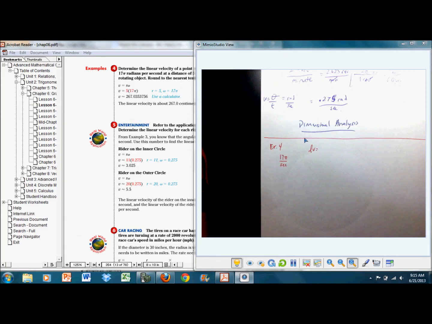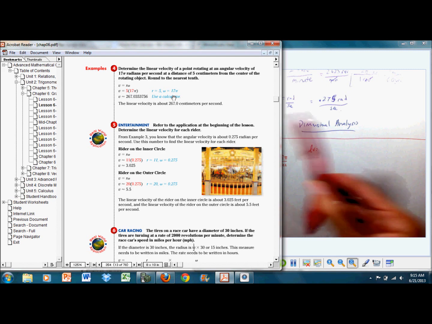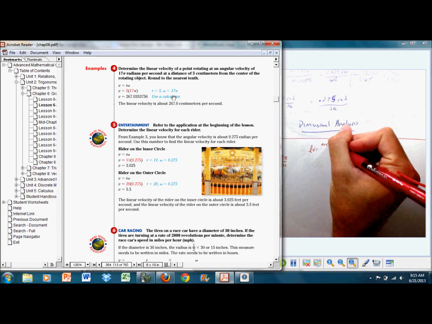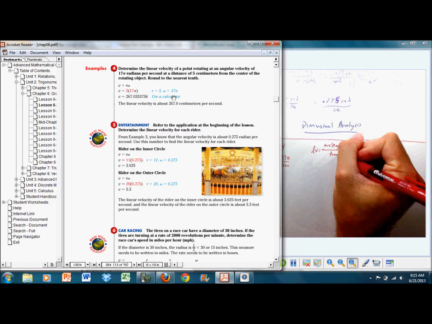Okay, all right, example 4 says, determine the linear velocity of a point rotating at an angular velocity of 17 pi radians per second at a distance of 5 centimeters from the center of a rotating object. Round to the nearest tenth. Okay, so first let's write down what linear velocity is. Linear velocity, you should know it as arc length over time.